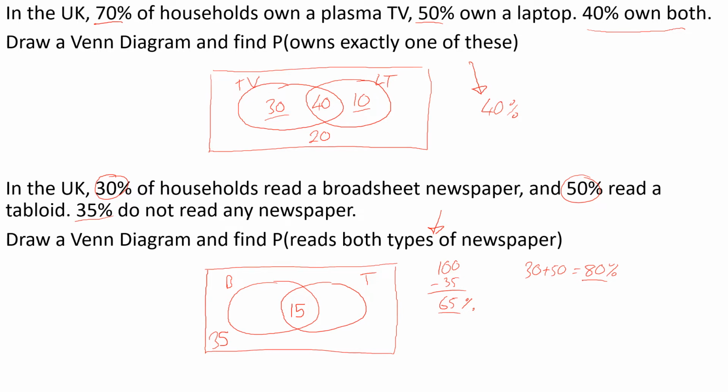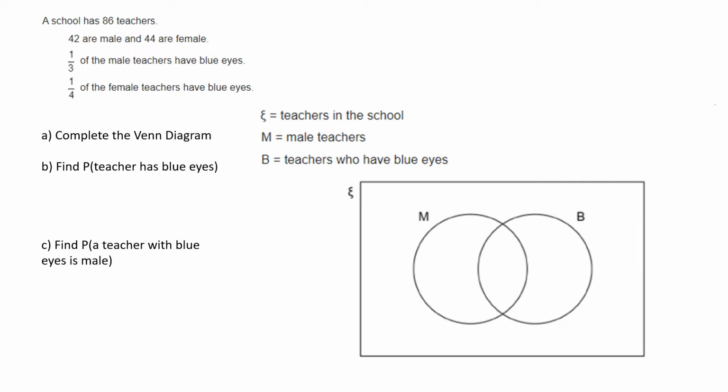30% read a broadsheet. We've already got 15%, so that must mean 15% left over. 15% read a tabloid. There's already 15, so take that away. 35, and those 4, yeah, they add up to 100%. So you just want to look at the difference between what's left and what your 2 values add up to. Right, so let's have a look at a couple more exam questions. Again, I'd like you to pause and have a go first.